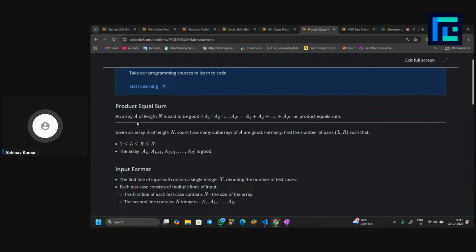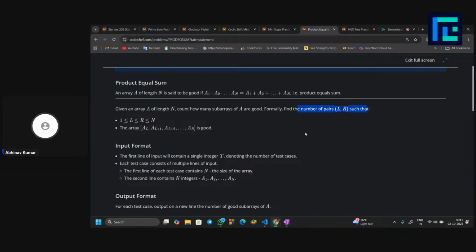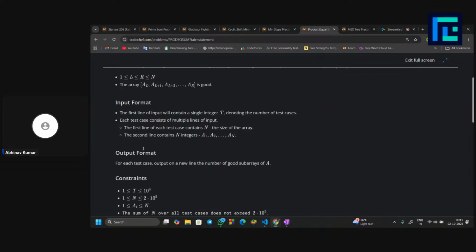So the next problem is, an array A of length n is good if the product of the array is equal to the sum of the array. That is, product equals sum. Now, given an array A of length n, count how many subarrays of A are good. Formally, find the number of pairs L and R such that, basically, how many subarrays are good. That's what you need to find.